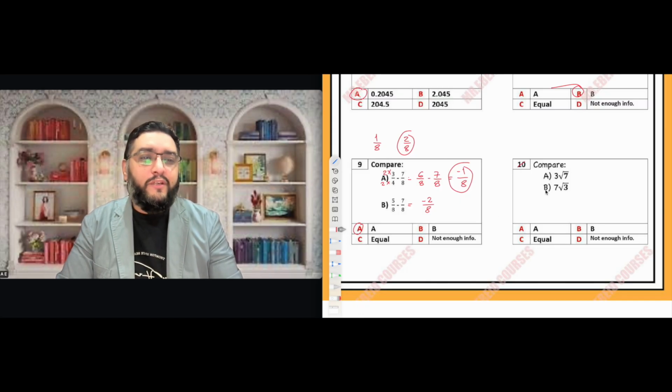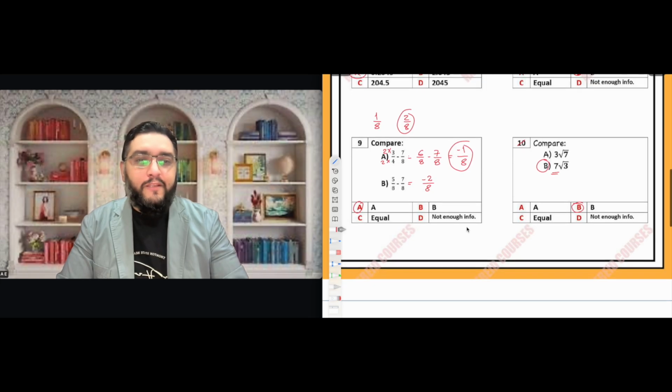Compare between 3 root 7 and 7 root 3. If you have two numbers like this and you are switching between them, one under the square root and one out of the square root, the number which is out of the square root is bigger. So the answer is B. So the answer of this question is B. Move to our next question.